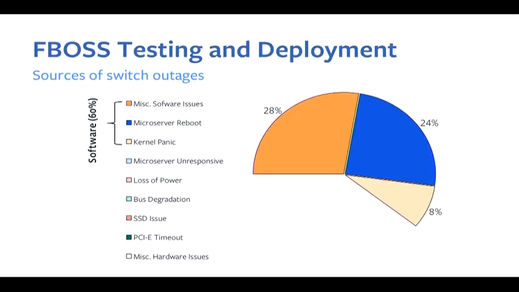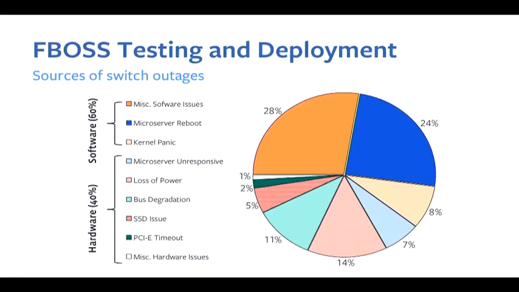We found that roughly 60% of the outages were due to software. Miscellaneous software issues include simple software bugs, configuration issues, and etc. Microserver reboot is categorized as software related because we found that most reboots were related to FBOSS deployments. And the other 40% of the outages was due to hardware.